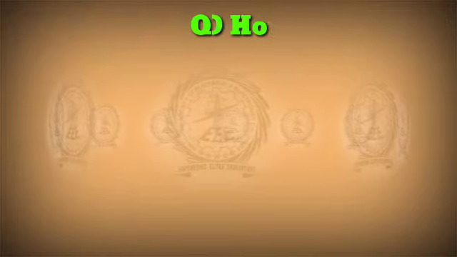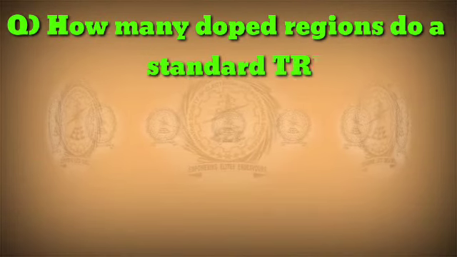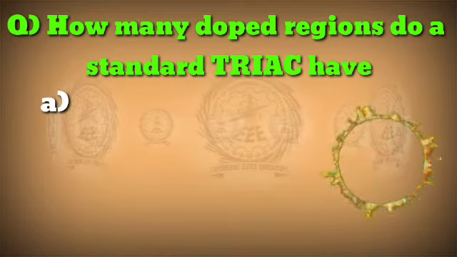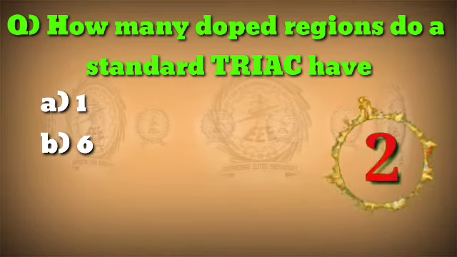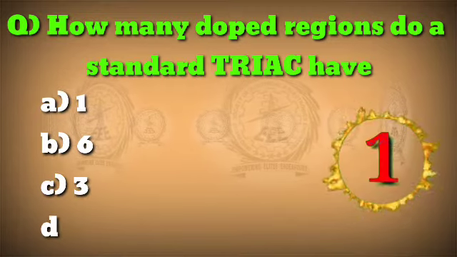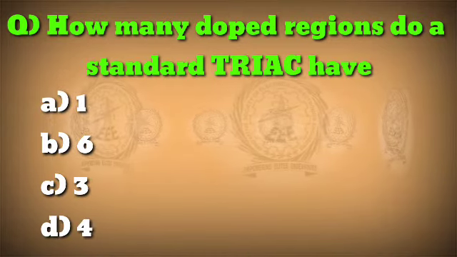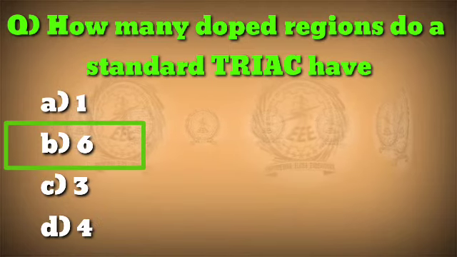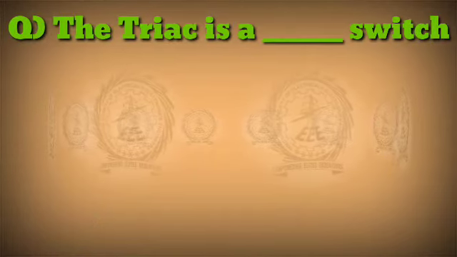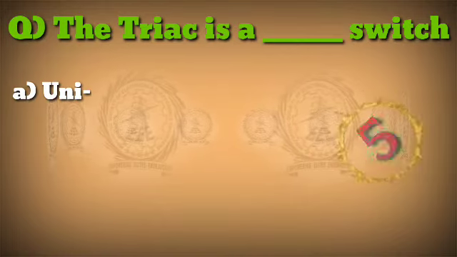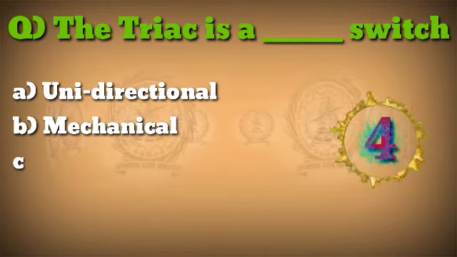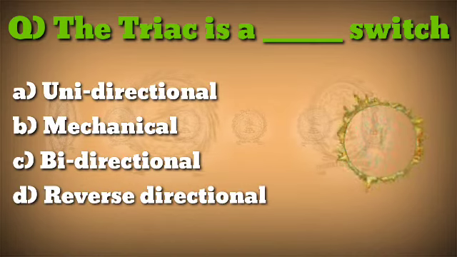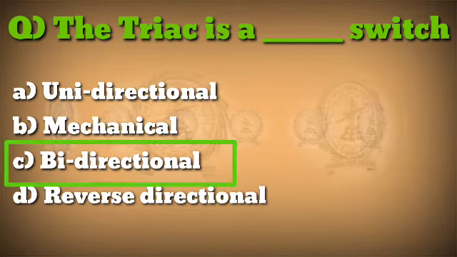Next one. How many doped regions does a standard triac have? A 1, B 6, C 3, D 4. The answer is B, 6 regions. Next one: the triac is a dash switch. A unidirectional, B mechanical, C bidirectional, D reverse directional. The answer is C, bidirectional.